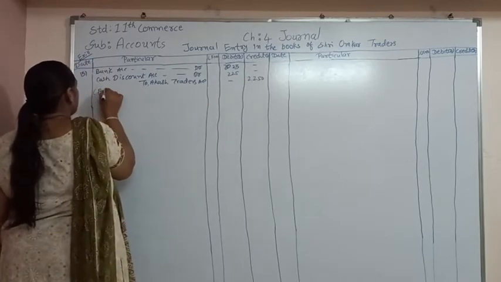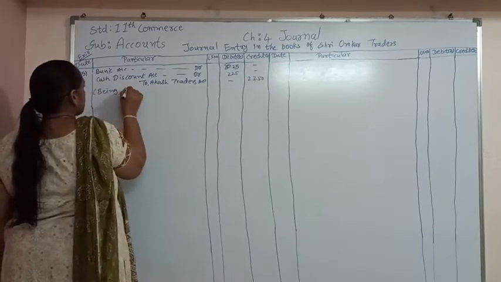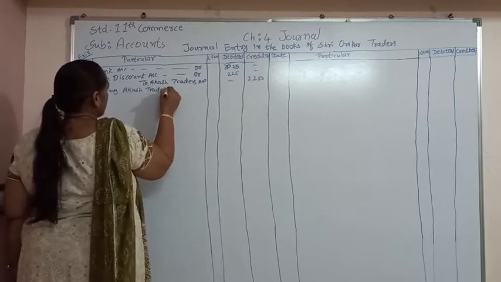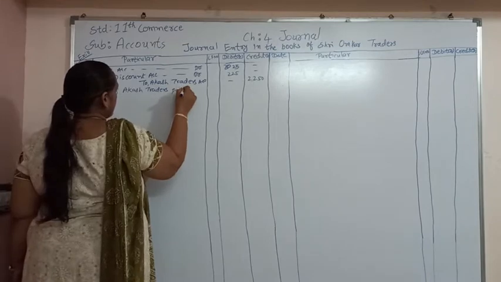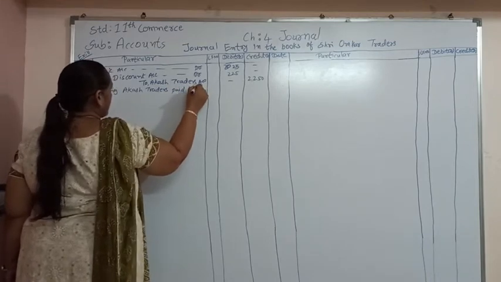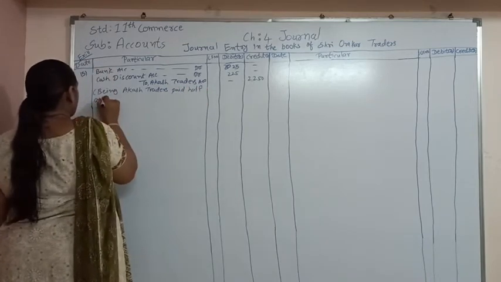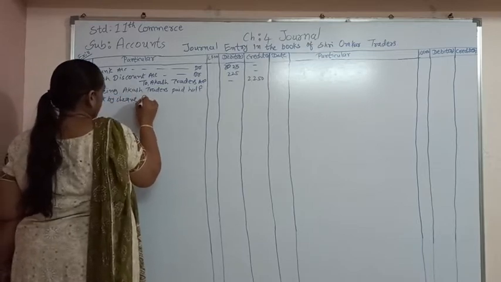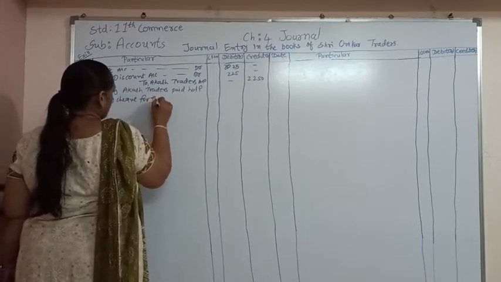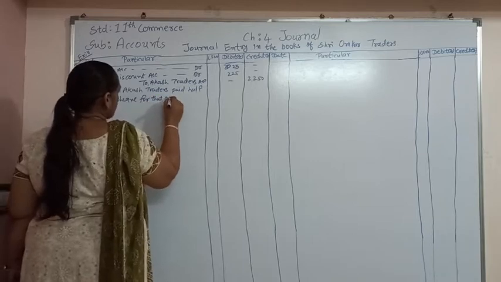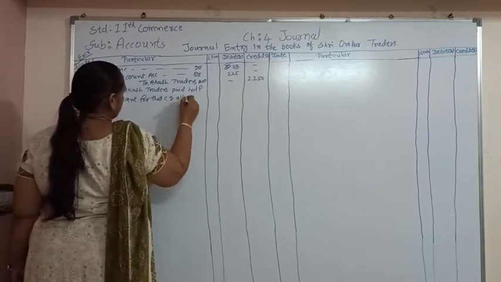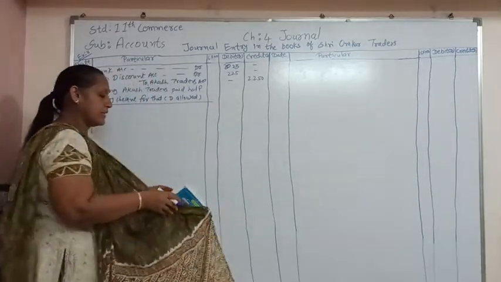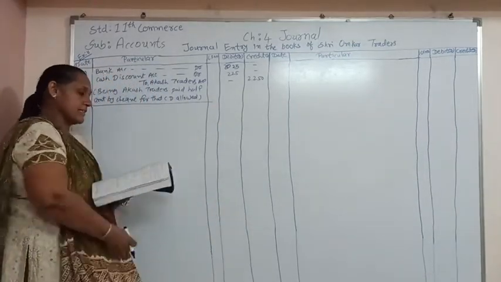2,250, being Akash Traders paid half amount by check. For that cash discount allowed. So that. Now let's see the next transaction.